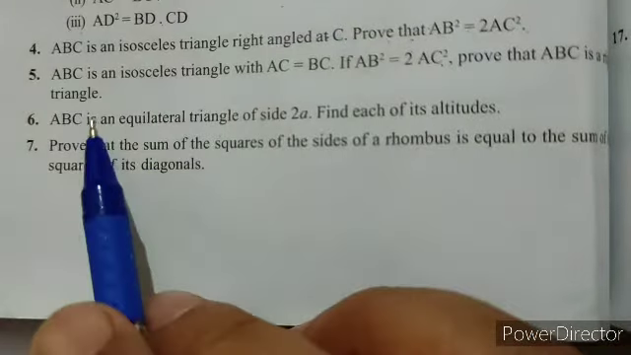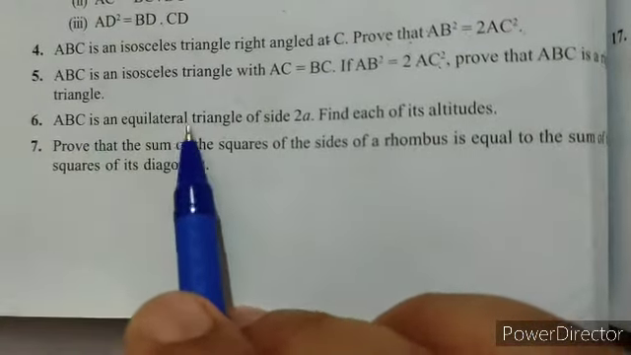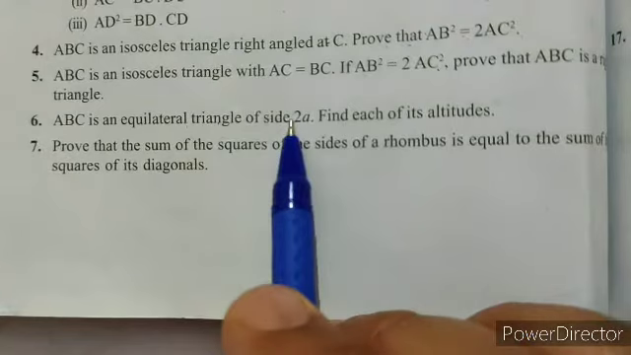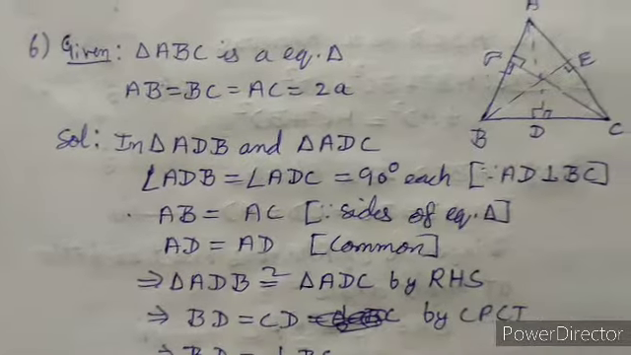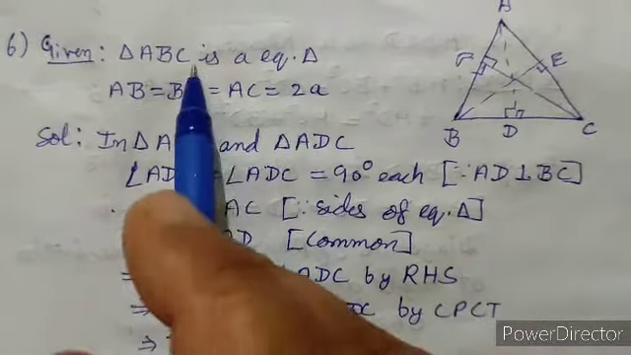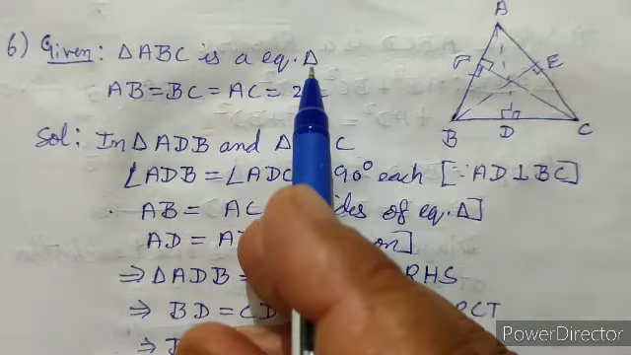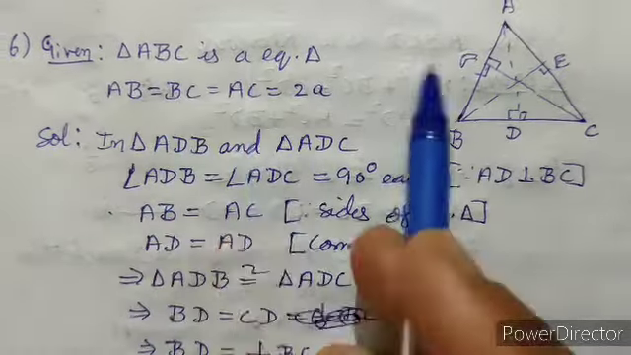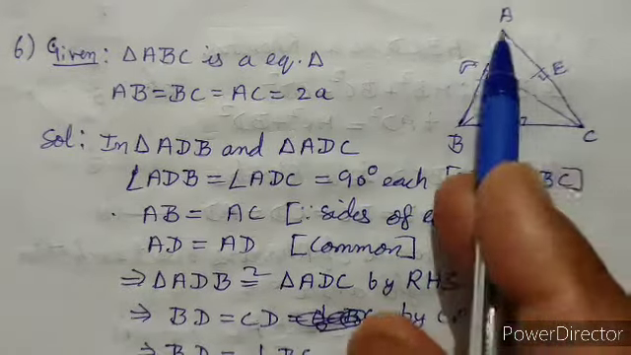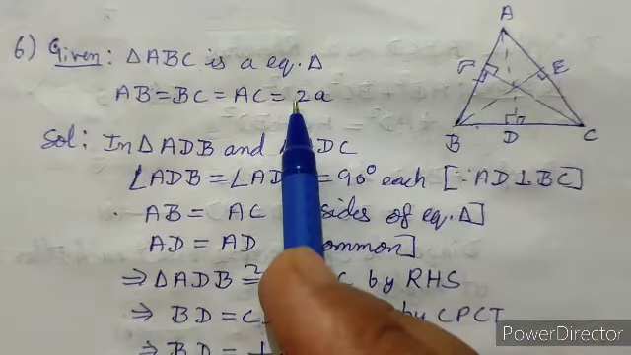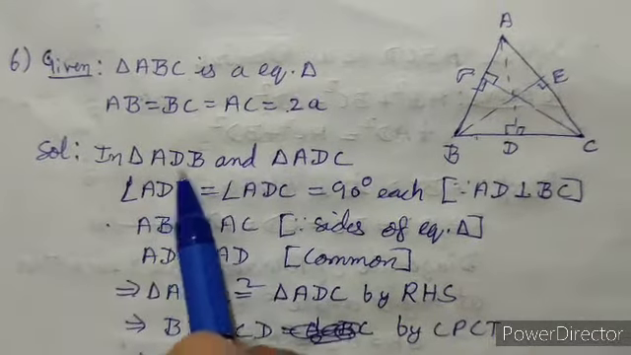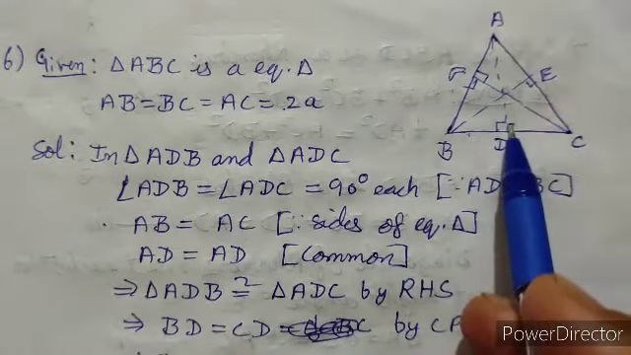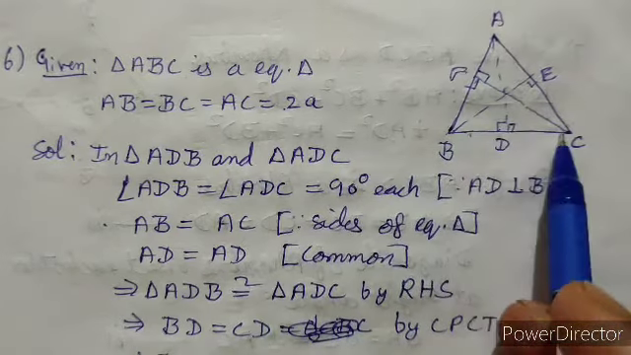In question number 6, ABC is an equilateral triangle of side 2A. Find each of its altitudes. It is given to us that triangle ABC is an equilateral triangle. So its sides AB, BC and AC are all equal to 2A. Now suppose AD is the altitude from A on BC.